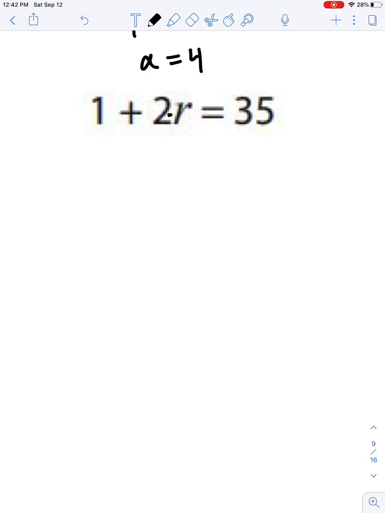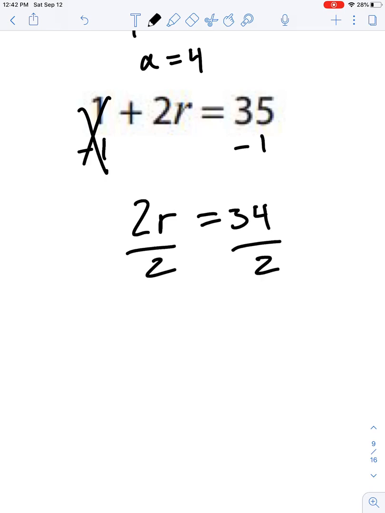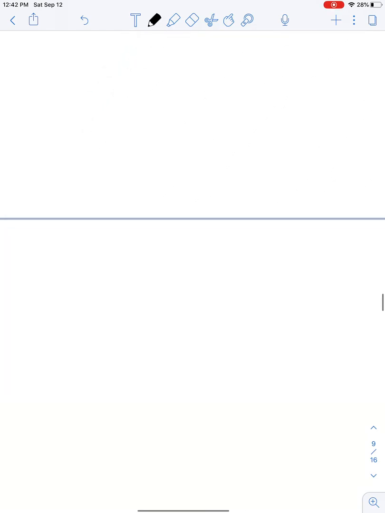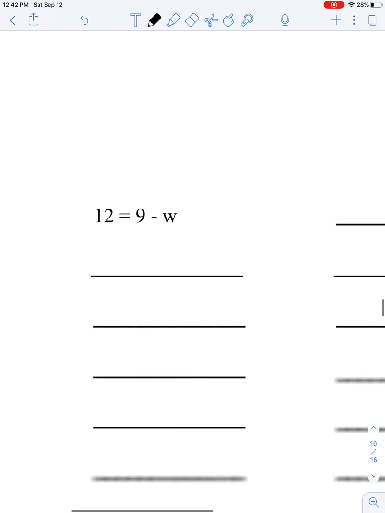Okay, on this one we have multiplication in there that you don't see, but it's there, and addition. Let's get rid of that addition symbol by subtracting. So these are gone. 2r equals 34. Divide by 2, divide by 2. R equals 17. And we are on to proofs.